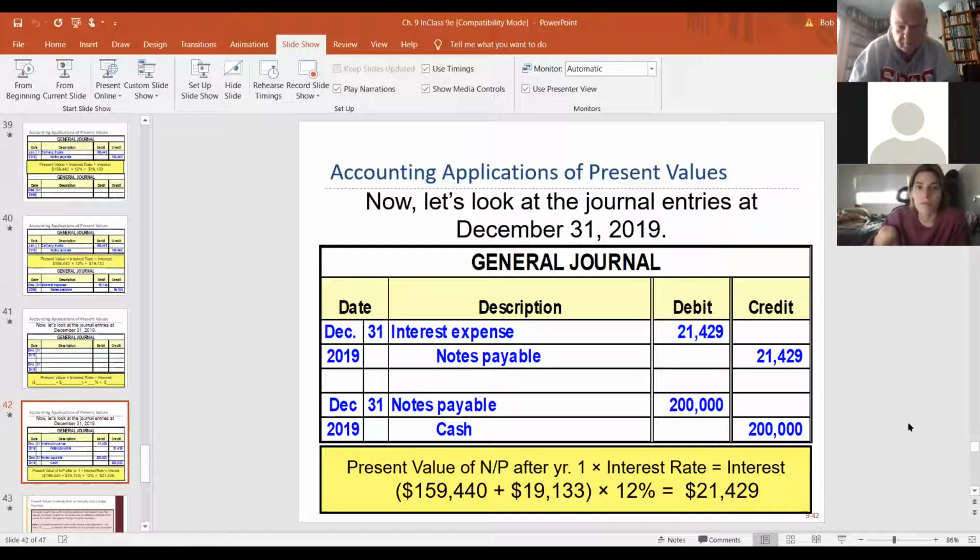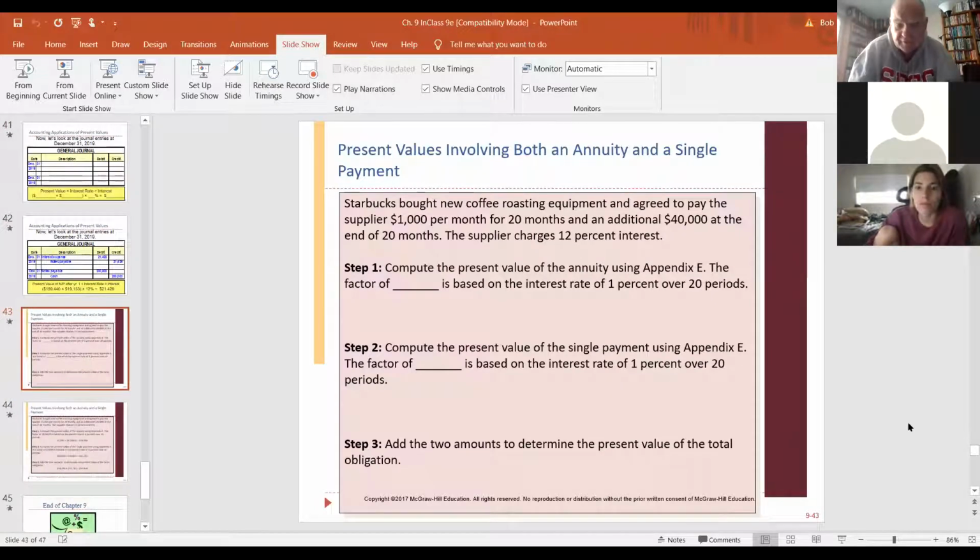Yeah, you're on top of that one. And here's our other example. This is a different one now. This is your first introduction to a bond, although you're not supposed to know it's a bond just yet, okay? Starbucks bought roasting equipment and agrees to pay $1,000 a month for 20 months.